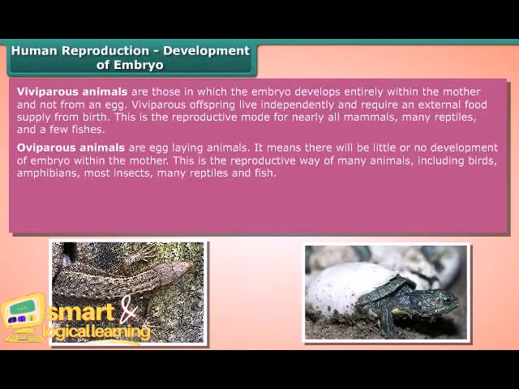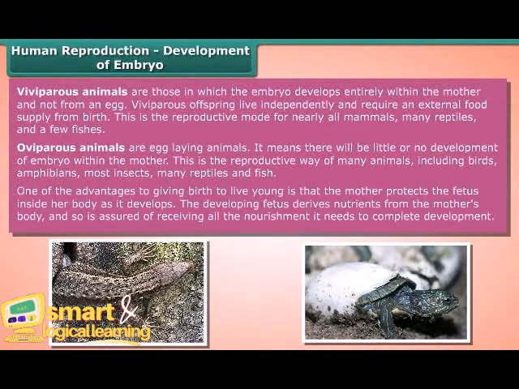This is the reproductive mode for nearly all mammals, many reptiles, and a few fishes. Oviparous animals are egg-laying animals. It means there will be little or no development of embryo within the mother. This is the reproductive way of many animals, including birds, amphibians, most insects, many reptiles, and fish.